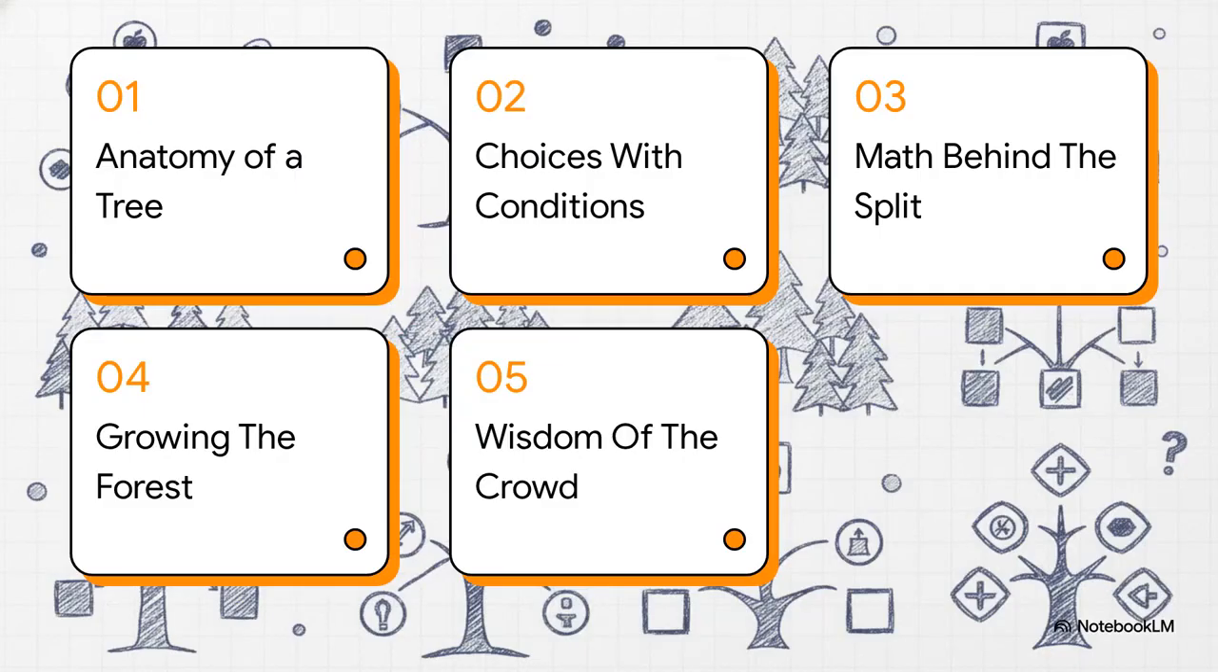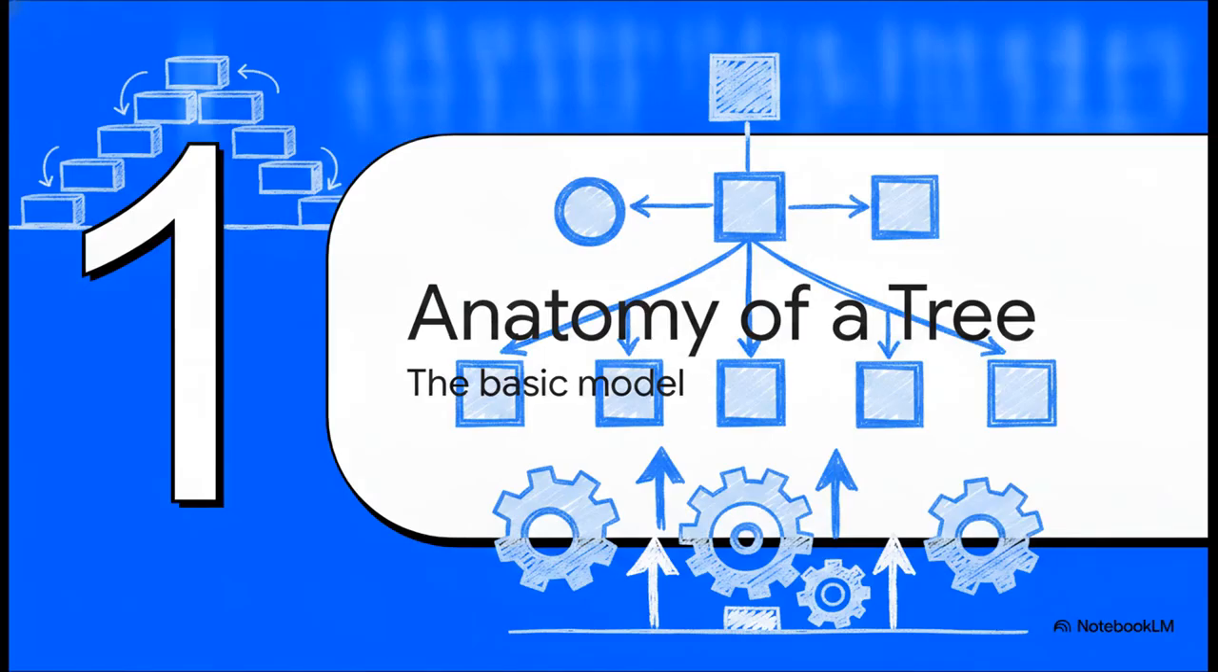Okay, here's our roadmap to make sense of this massive glossary. 1. Anatomy of a decision tree. 2. Making choices with conditions. 3. The math behind the split. 4. Growing the decision forest. And finally, 5. The wisdom of the crowd. Let's kick things off with Section 1, Anatomy of a Decision Tree.